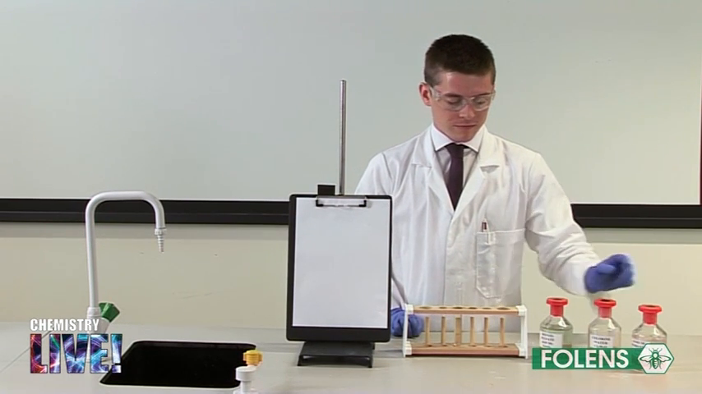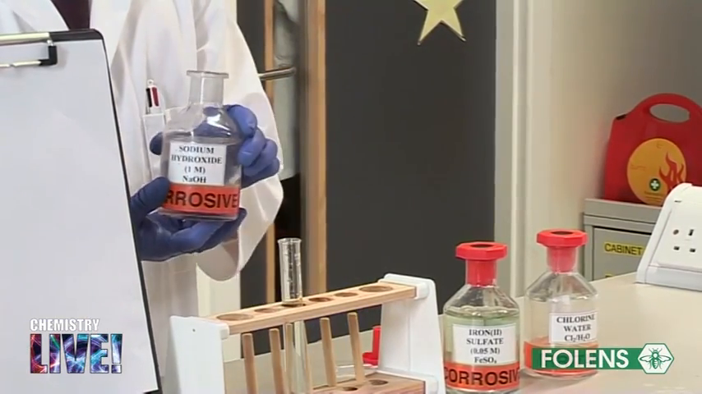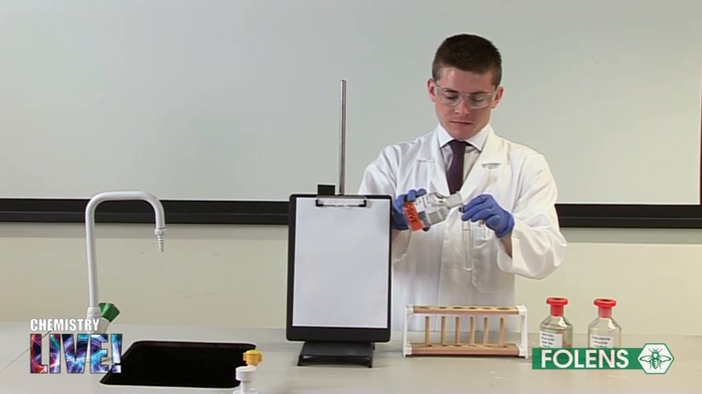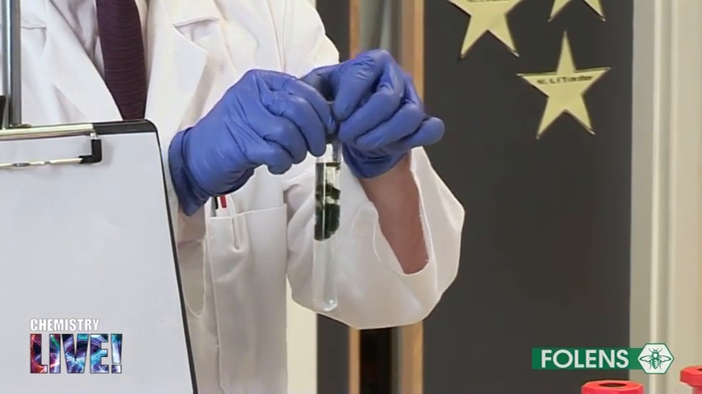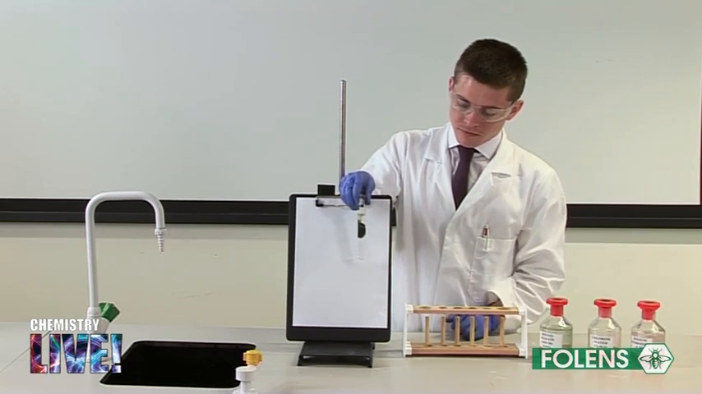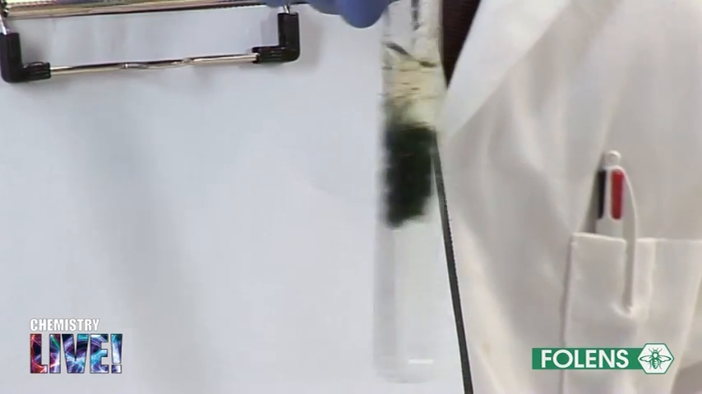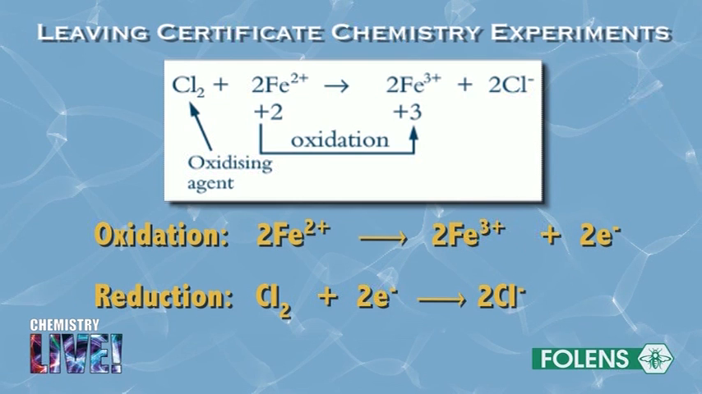To test for the presence of the Fe3+ ion, add some dilute sodium hydroxide solution. A greenish-brown precipitate of Fe2O3 is formed if the solution contains Fe3+ ions. The reaction happening is shown on the screen. That is, chlorine is oxidizing the Fe2+ ions to Fe3+ ions. The half equations are also shown on the screen. A similar reaction occurs if you use bromine or iodine instead of chlorine.